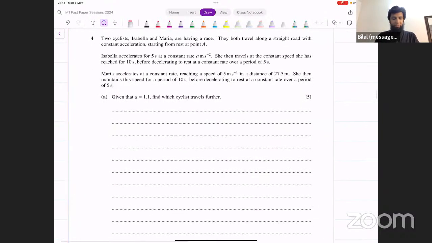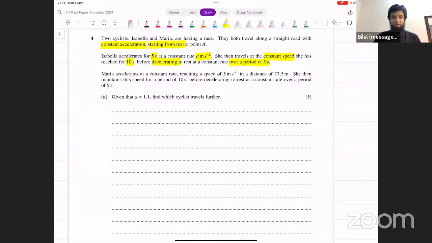It says 2 cyclists, Isabella and Maria, are having a race. They both travel along a straight road with constant acceleration, starting from rest at point A. The first person accelerates for 5 seconds at a constant rate of A, then travels at the constant speed she has reached for 10 seconds before decelerating to rest at a constant rate over a period of 5 seconds. Okay, so constant speed is for 10 seconds, and then over a period of 5 seconds, she decelerates.